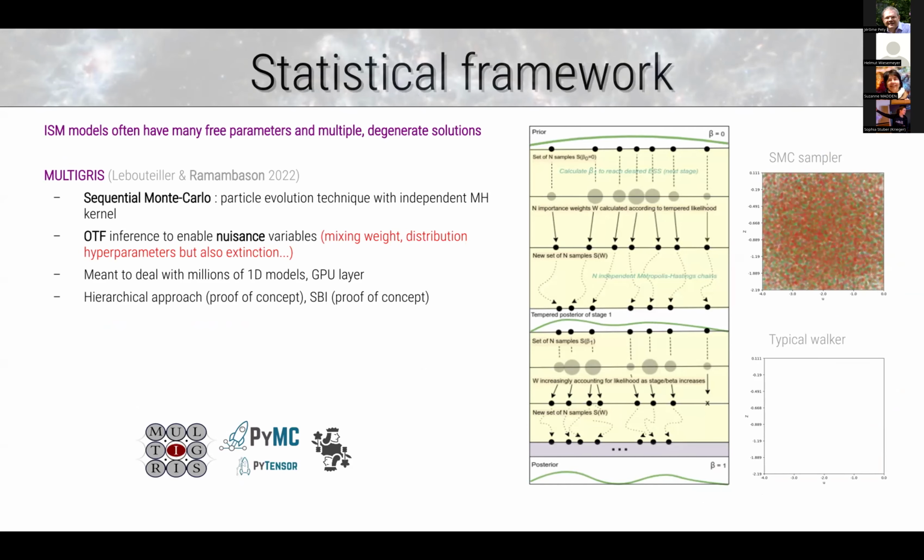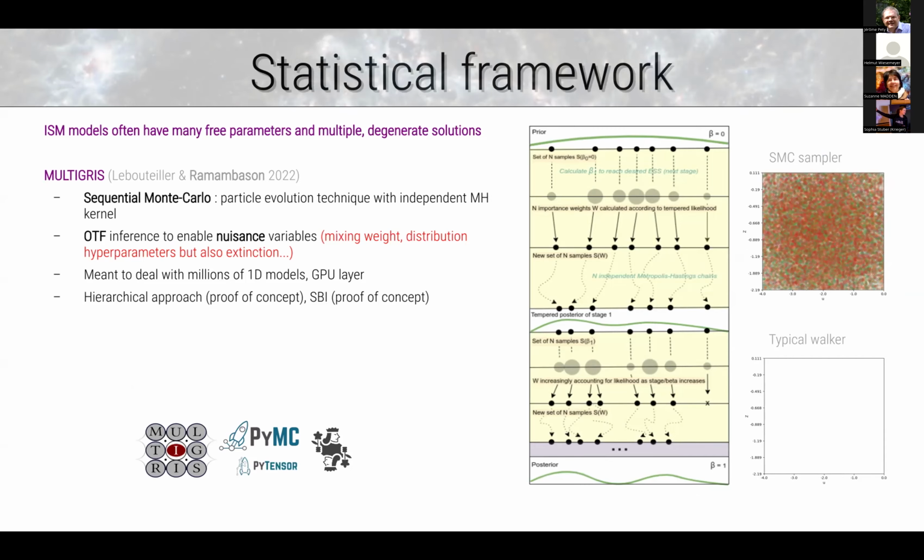And that's why we used a couple of tools, packages that enable, in particular, this sampling method, which is called sequential Monte Carlo, which is a type of particle evolution technique with independent Metropolis-Hastings kernels. And so the way it works is that you sample the prior space with various samples. It can be thousands, tens of thousands of particles, and each particle will evolve through its own independent Metropolis-Hastings chain.